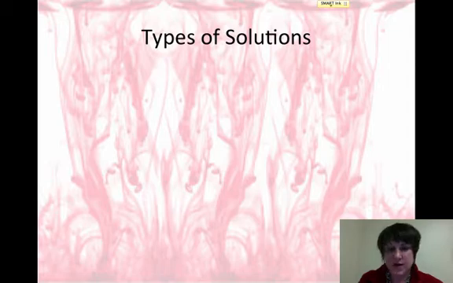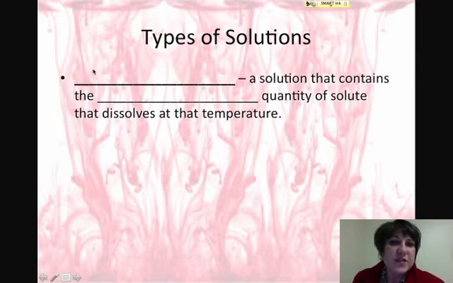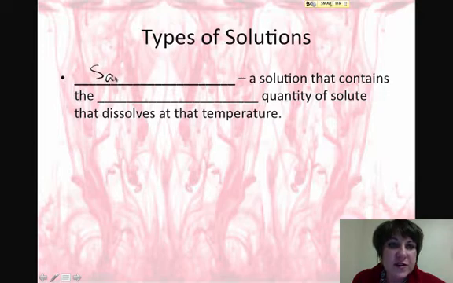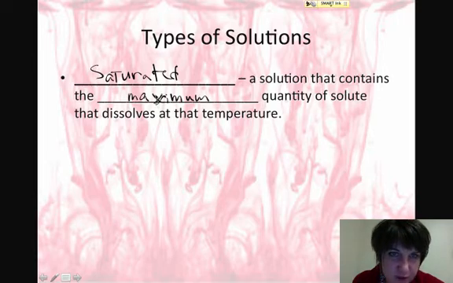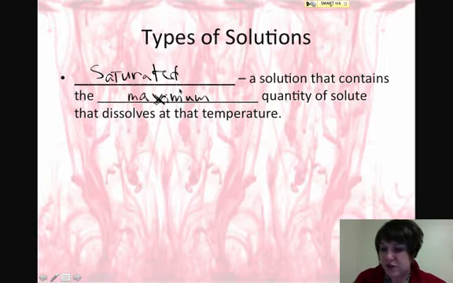Let's get started. First, let's define some broad types of solutions. The first type is simply called a saturated solution. Saturated solutions contain the maximum quantity of solute that could be dissolved in that particular solvent at that temperature. Wow, can you read my writing? Maximum amount of solute. So that's what a saturated solution is.